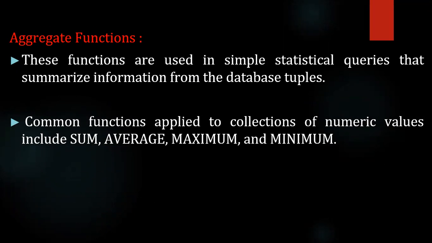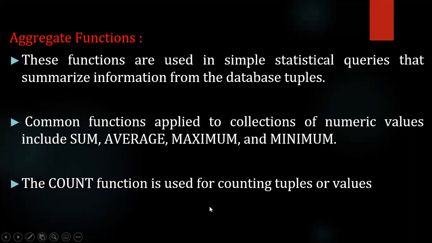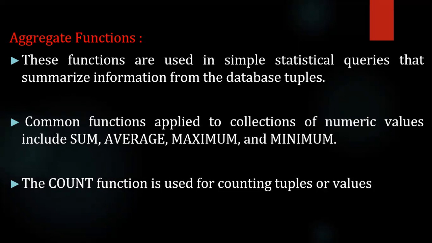The different aggregate functions available here are sum, average, maximum, minimum, and count, to count the number of tuples available in the relational database. These are the different aggregate functions we can use. If we go for sum, it will be used to find the sum of the values of all the tuples.